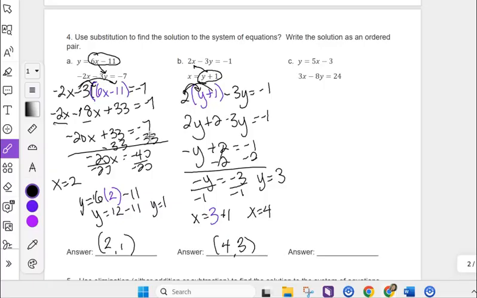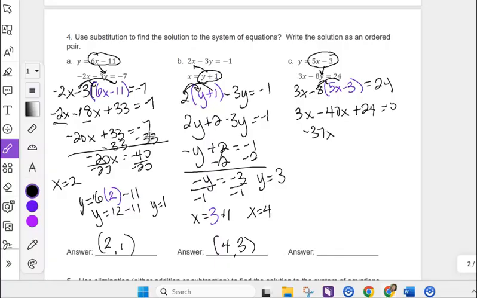And then for the last one, y equals 5x minus 3, 3x minus 8y equals 24. I'm plugging this in, whatever y equals, in for y. So 3x minus 8 times 5x minus 3 equals 24. So I distribute, 3x minus 40x plus 24 equals 0. Combine like terms. Negative 37x plus 24 equals 0.